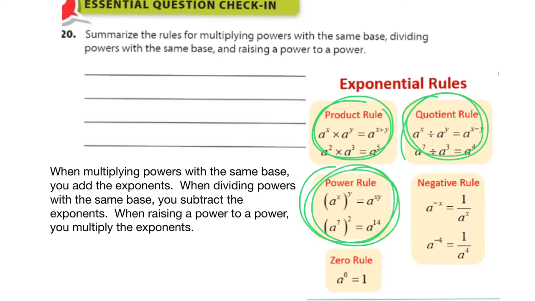Okay, so welcome back. And what I have down here is when I'm multiplying the powers with the same base, I add the exponents. When dividing powers with the same base, you subtract the exponents. So here's dividing and I subtract. When raising a power to a power, that's the power rule, you multiply the exponents, and they show you that you're multiplying. That's all there is to it.